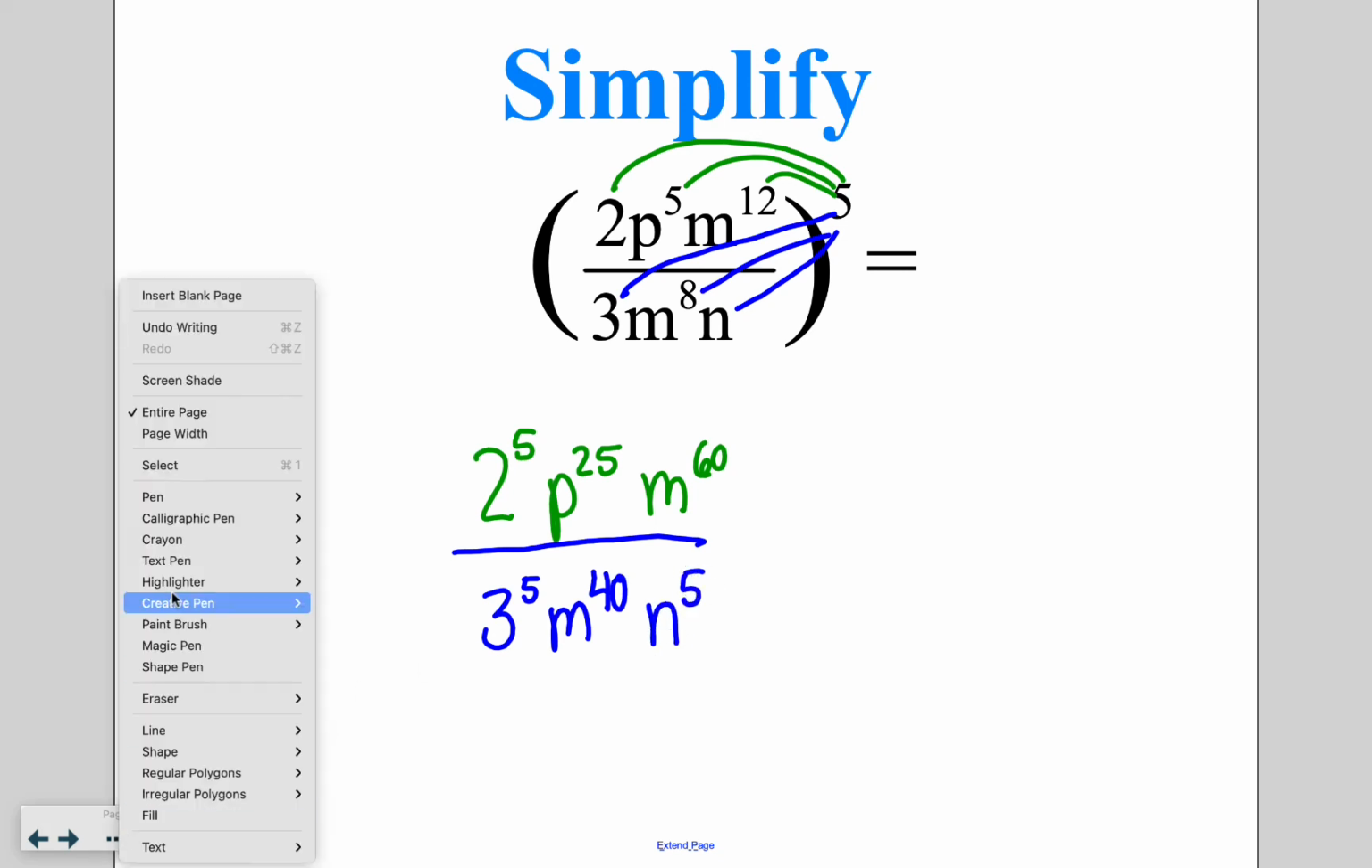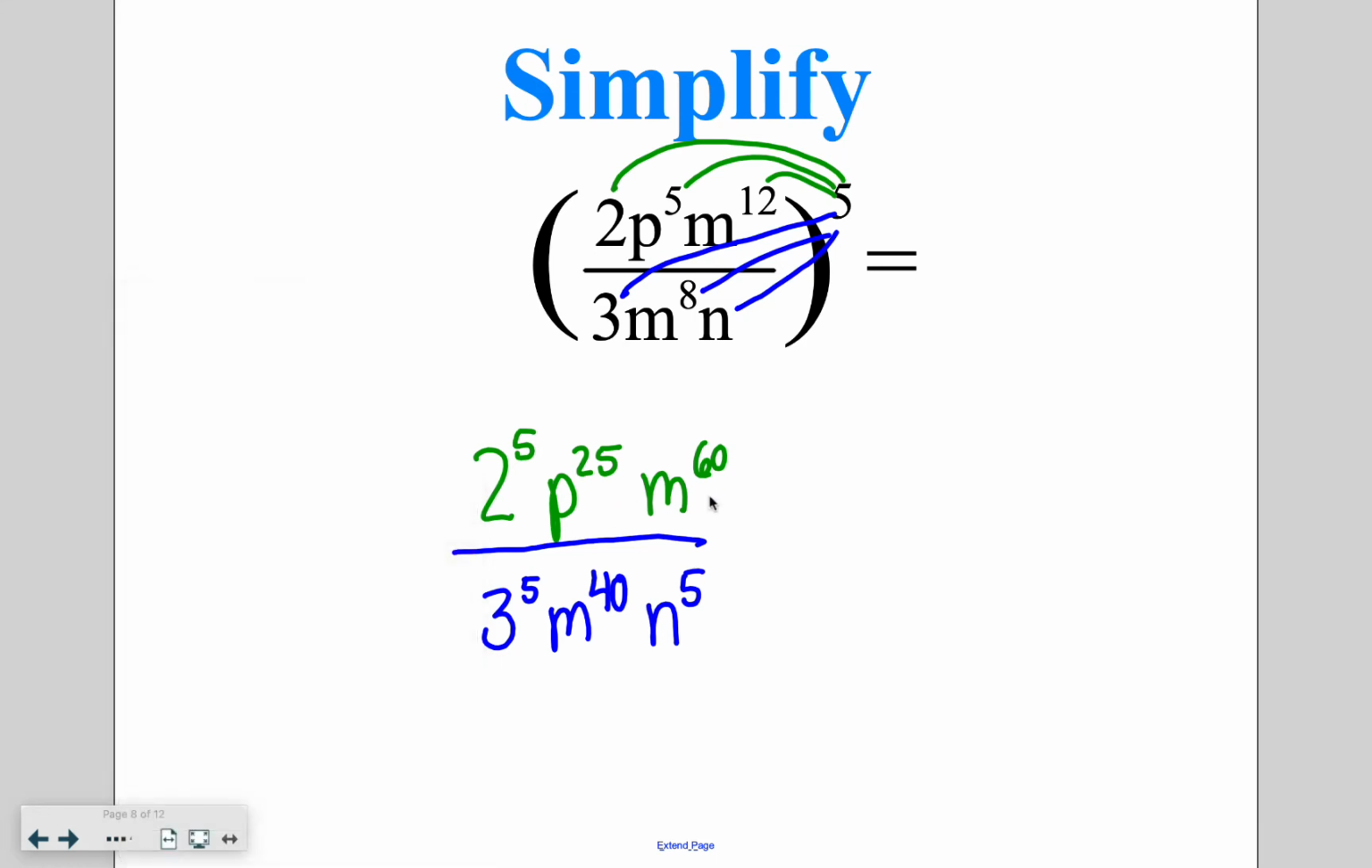Now when I simplify this, I've got 2 to the 5th power, which is going to give me 32. I've got p to the 25th, m to the 60th, and then on the denominator, I've got 3 to the 5th, which is 243, m to the 40th, and n to the 5th.